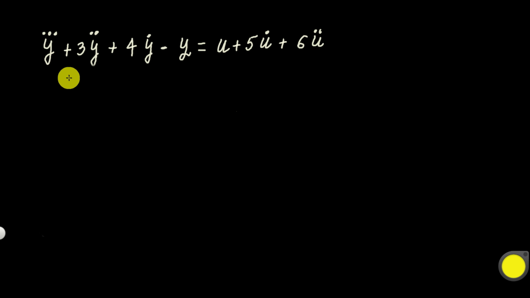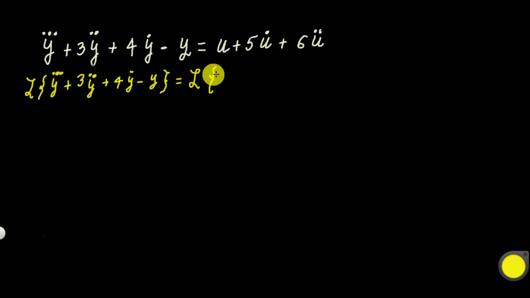So let's do that. If you apply the Laplace transform operator to the left hand side of this equation, we will obtain Laplace of y triple dot plus 3y double dot plus 4y dot minus y is equal to the Laplace transform of u plus 5u dot plus 6u double dot.